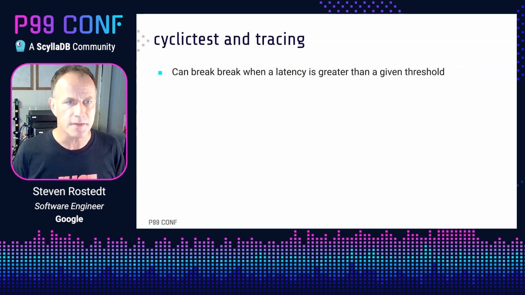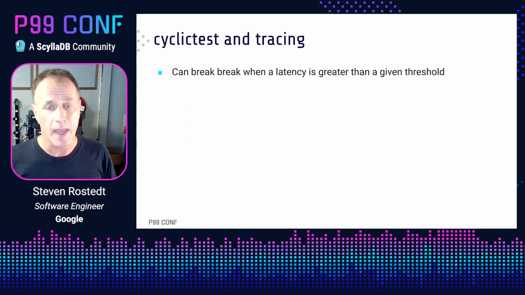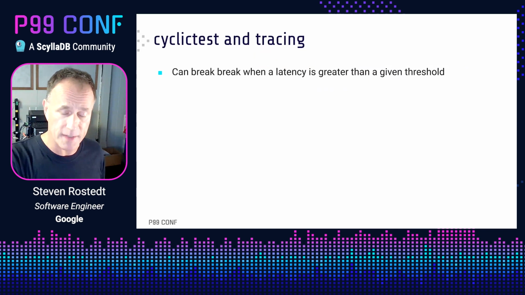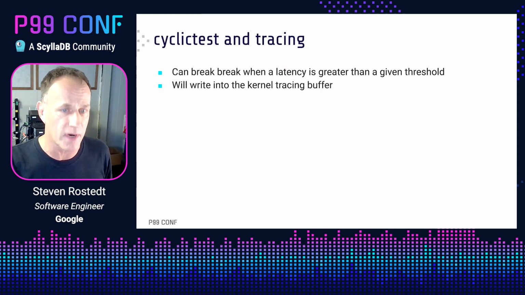So, cyclictest and tracing. When a threshold does go, when there is a latency bigger than what we want it to be, we want cyclictest to stop and stop tracing as well, so that we can actually analyze what happened and why it broke that threshold.